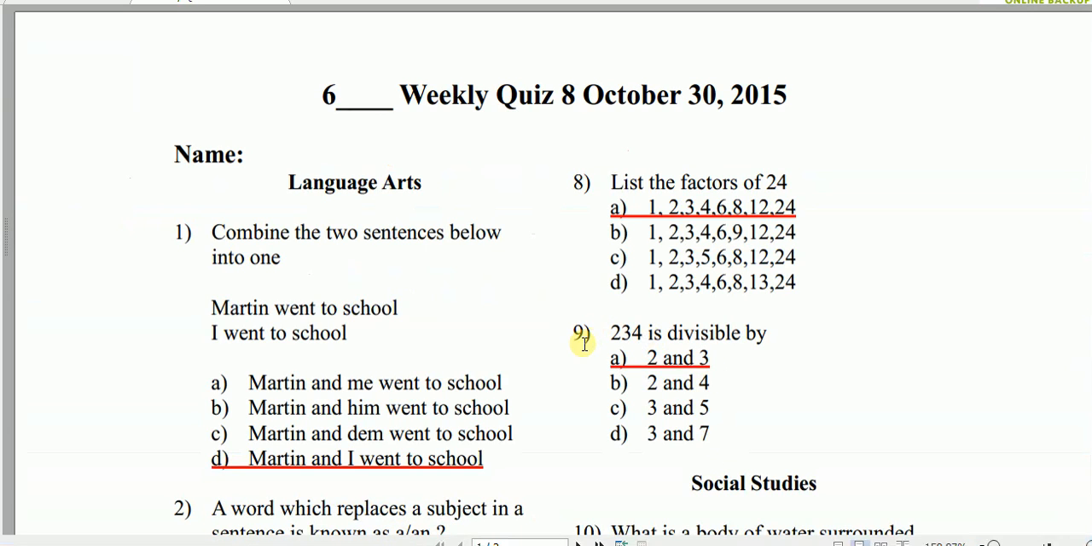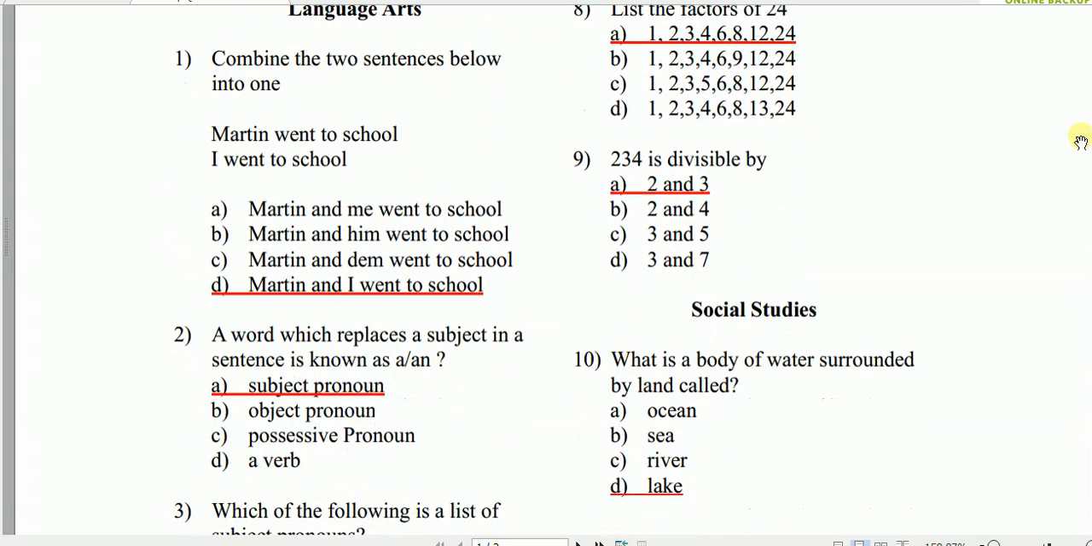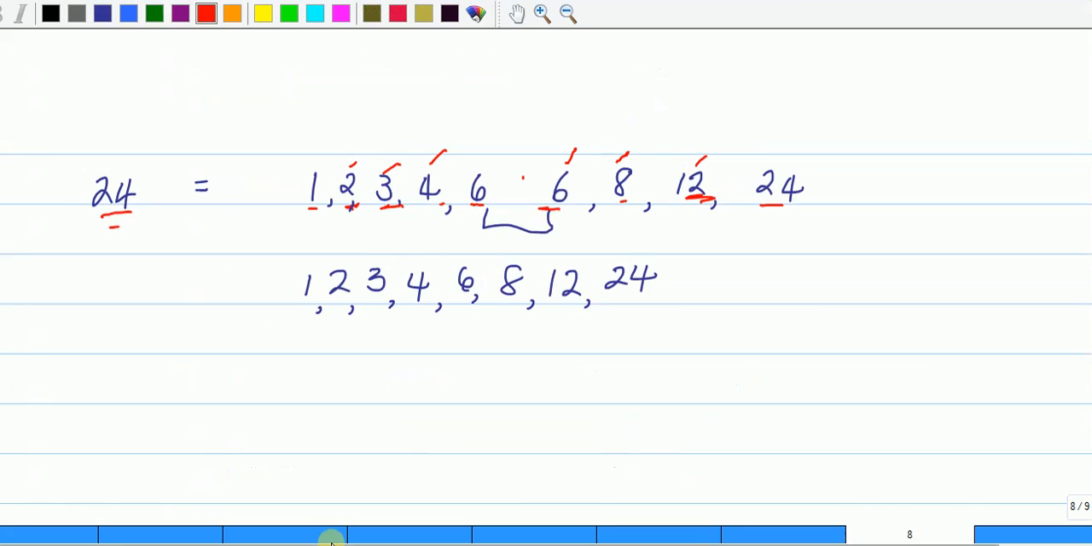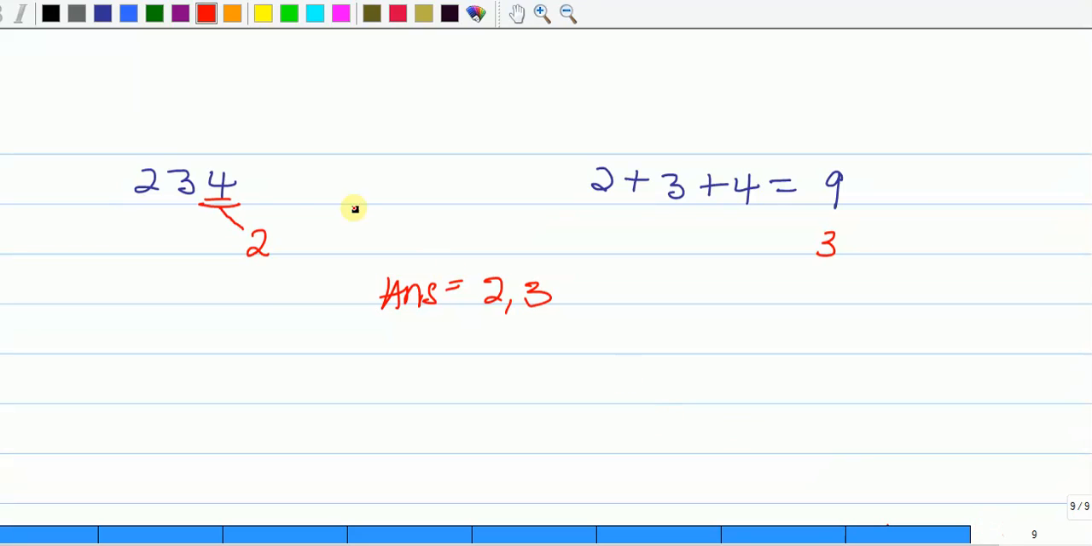It says, number 9, 234 is divisible by, and they want us to tell what it is divisible by. So let's check that one out. We see that 234 is going to be divisible by 2. How do we know that? Because it's even. How do we know that it's even? If a number has in its ones place 0, 2, 4, 6, or 8, we know that it is even. Therefore, it's going to be exactly divisible by 2. Now, if it were odd, then it would not be exactly divisible by 2.